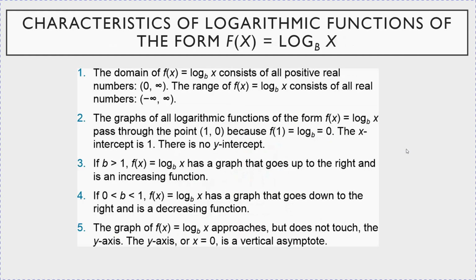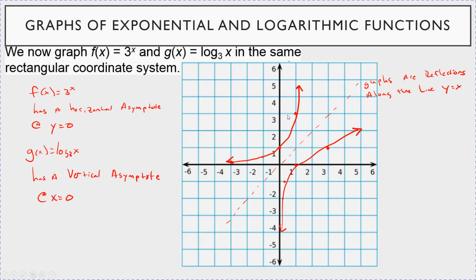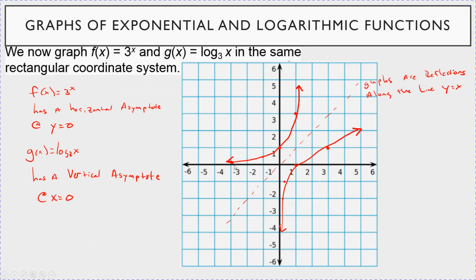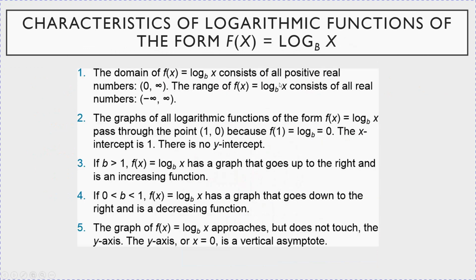So let's go through the characteristics of logarithmic functions of the form f of x is equal to log base b of x. What's really interesting, because they're inverses of each other, the domain of the log is the range of the exponential. The range of the exponential is 0 to infinity, so it's the same here. The domain of f of x is equal to log base b of x consists of all positive real numbers, 0 to infinity. And the range is the domain of the exponential, which is negative infinity to infinity. So the range of f of x consists of all real numbers.